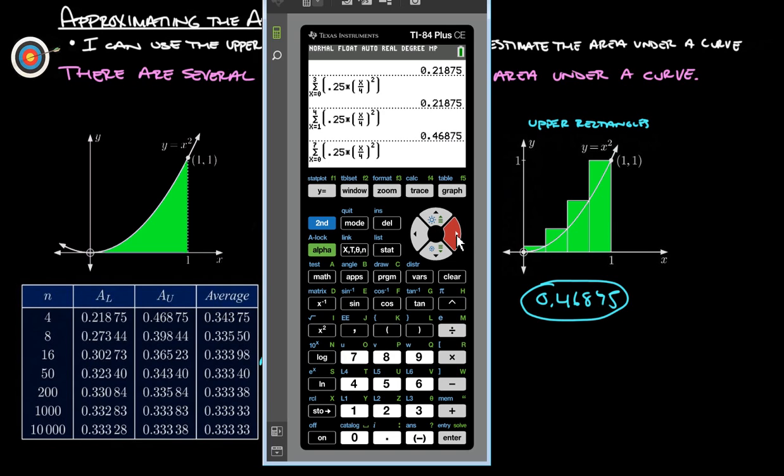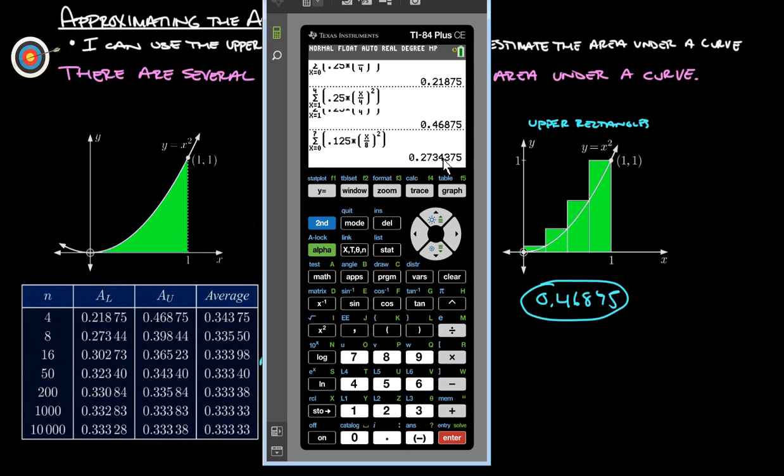And now our height, instead of being 1/4, is going to be 1/8, so we're going to insert 0.125, because that's 1/8. And then we're going to take our x and not divide it by 4, but divide it into 8 equal pieces. So we do all that, change that up, and push enter, and that tells us if we were to break it up into 8 equal pieces, we get 0.27344 rounded off right here for the lower.